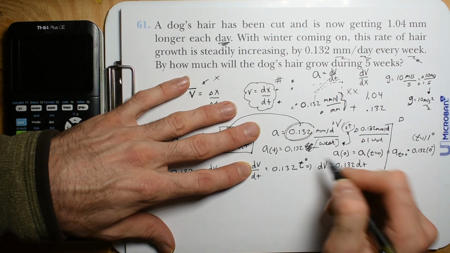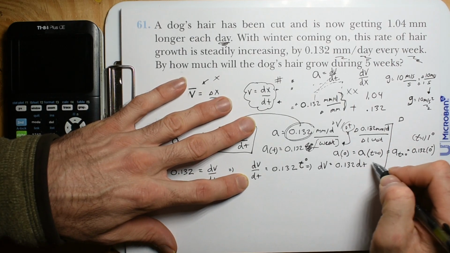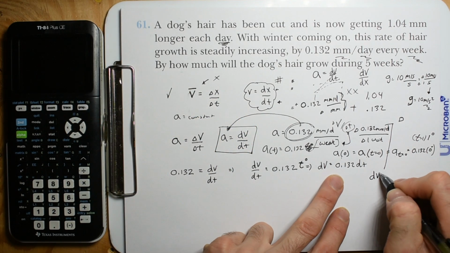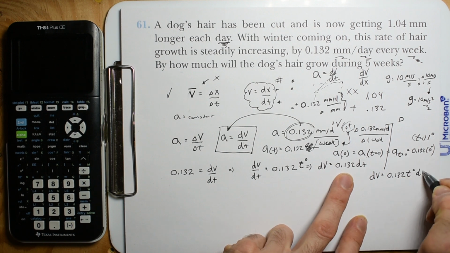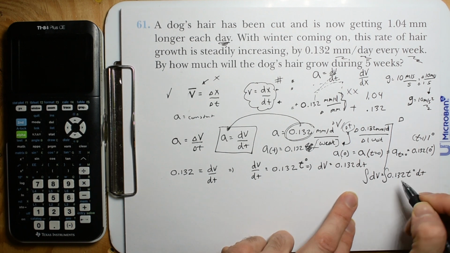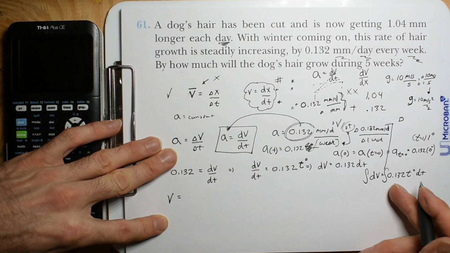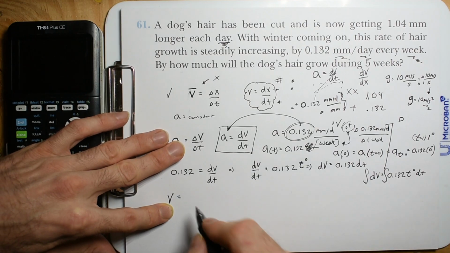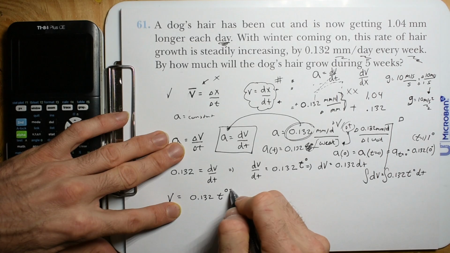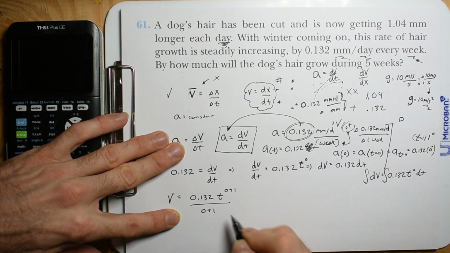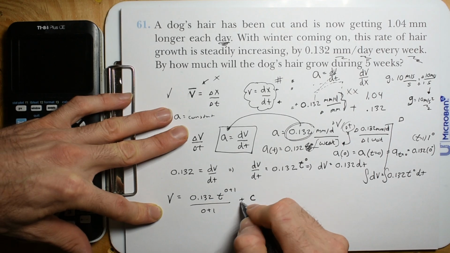But anyway, when it comes to integration, if you write t to the 0 here, it can help your integration, because now we're going to integrate both sides. So we're going to go dv is 0.132 t naught dt, and we're going to integrate. So integration of dv just becomes v. And we can use the power rule of integration. So we're going to have 0.132, t to the 0 plus 1 divided by 0 plus 1. Sometimes it's really good just to write that out. Don't forget your plus constant anytime you're integrating.